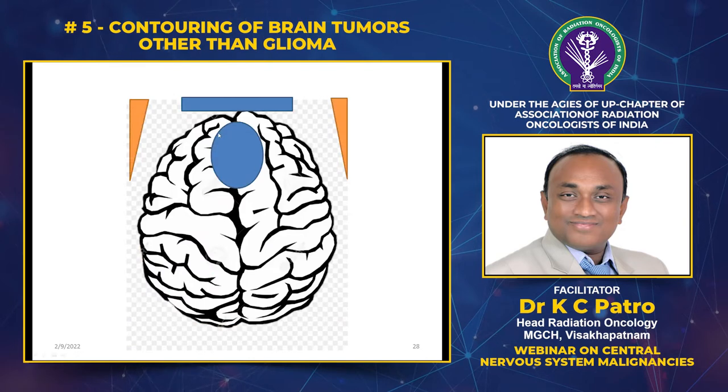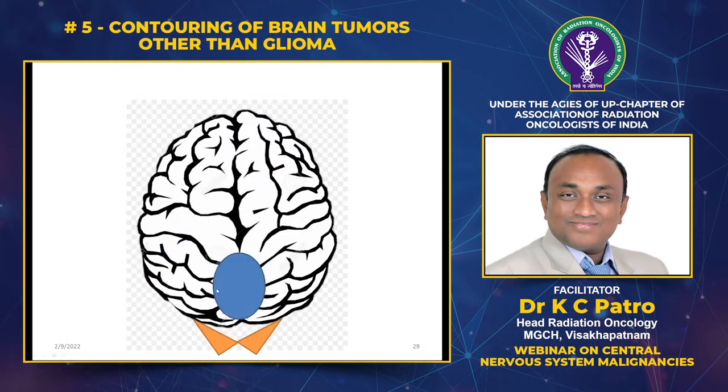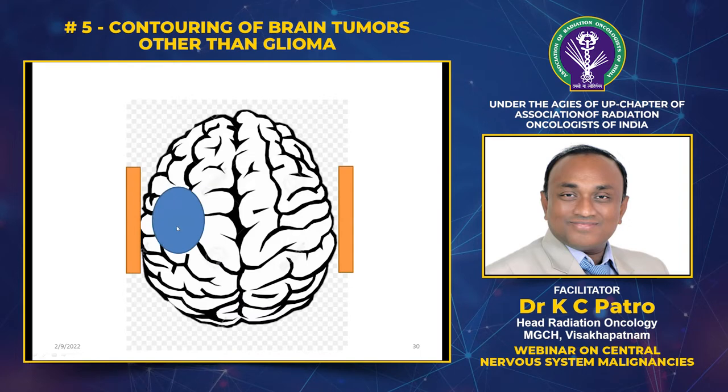Again, if it is a central position but placed anteriorly, you can go with two wedge pair and an anterior open beam like that. If the tumor is placed posteriorly, you can go with two wedge pair like this. Again, if it is laterally placed but in the center, like the right parietal lobe, you can go with two parallel opposed fields, 2:1 ratio. Suppose you are giving 180 gray, 120 from this side and 60 from the other side.